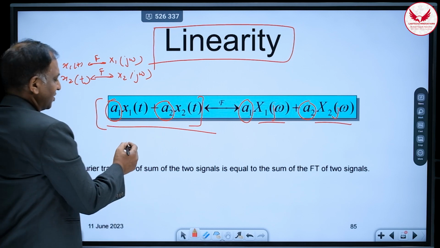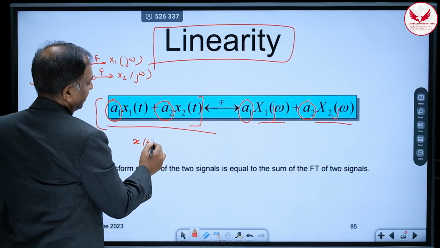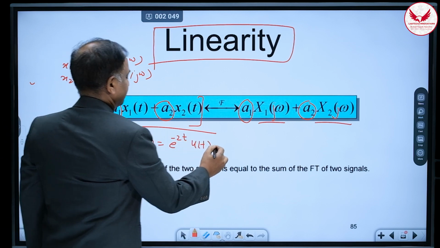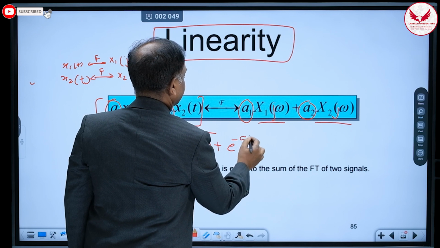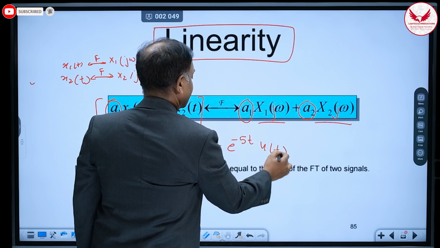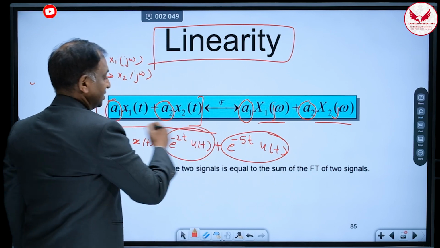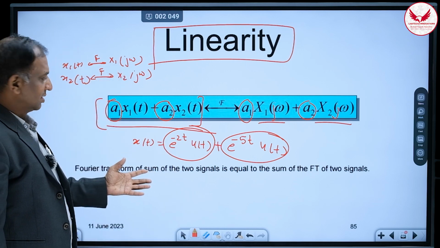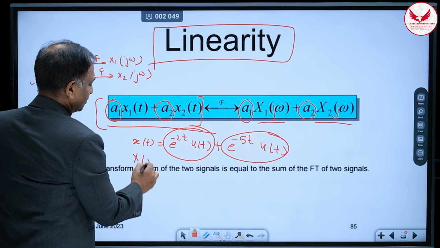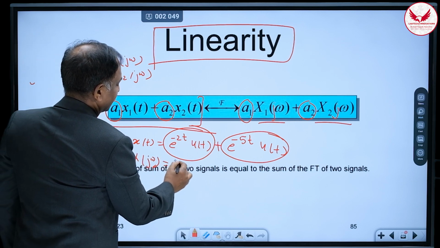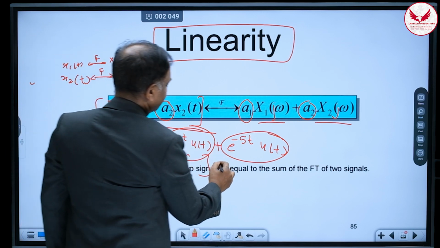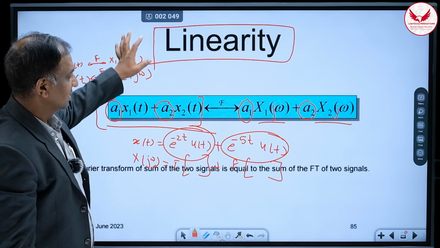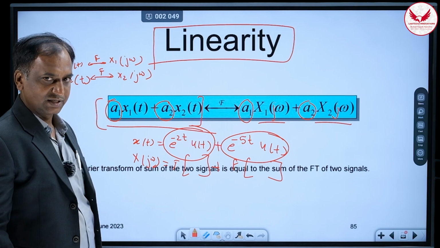For example, I have x of t equal to e raised to minus 2t u of t plus e raised to minus 5t u of t. Here there are two signals separately. If you want to find the Fourier transform, you just apply the linearity property. The Fourier transform x of j omega is the Fourier transform of this signal plus the Fourier transform of this signal. You can add them, which indicates that the linearity property is applicable here.